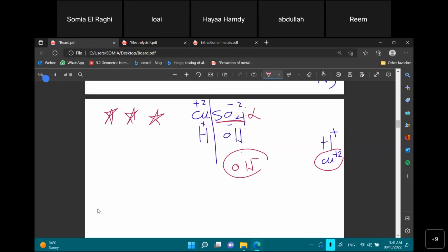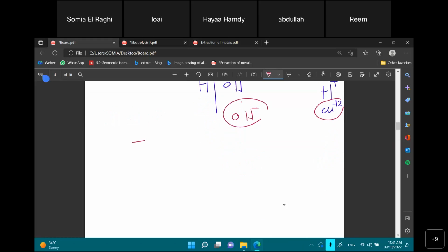We can write an equation at the cathode or at the anode. Yes, of course. At the cathode, Yahya, how do we write an equation for the copper ion? How do we write the equation? What do we add here? How many electrons do we add, Haya?